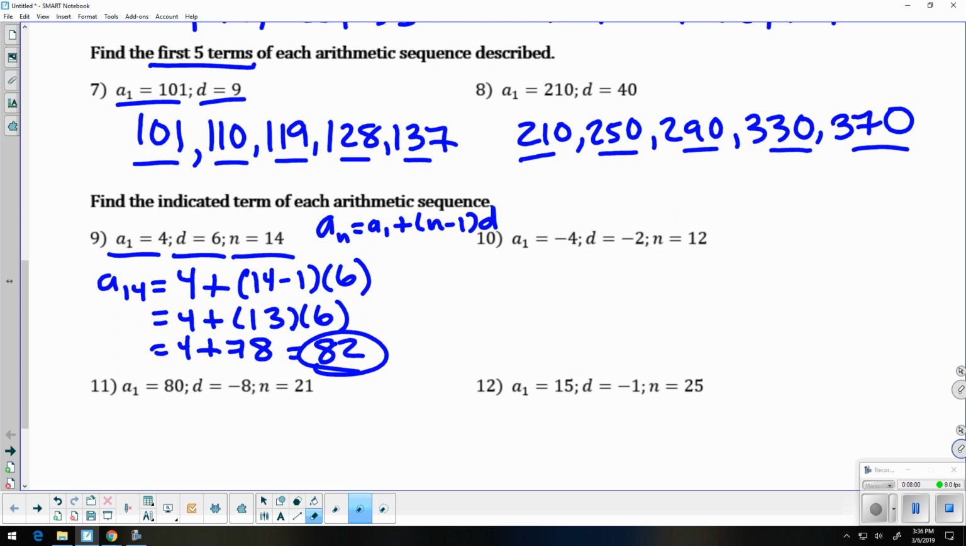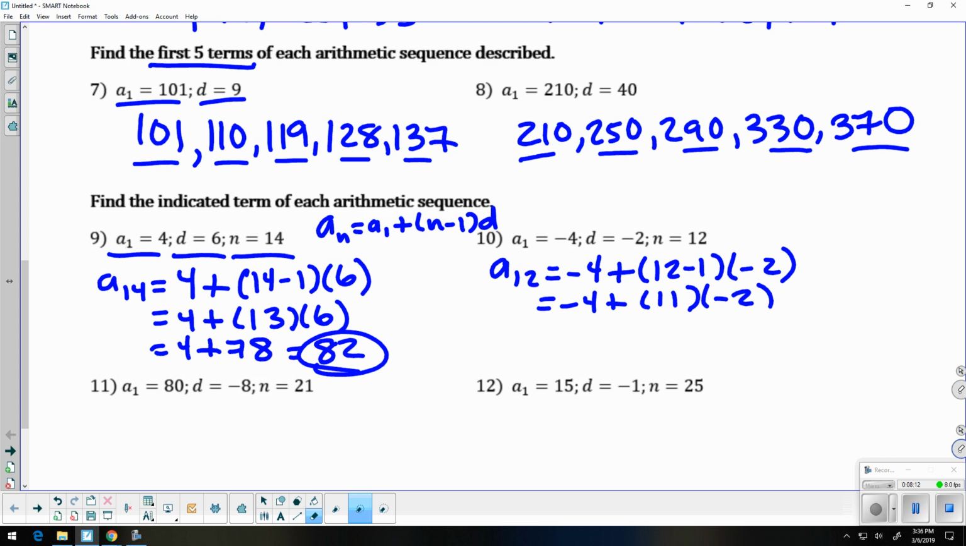Okay, so same thing for number 10. We're trying to find a sub 12. We know the first term's negative 4 plus 12 minus 1 times d. So it's all plugged in. Now just evaluate. So 12 minus 1 is 11. Now multiplying, that'd be negative 22. And now just simply adding, the 12th term should be negative 26.